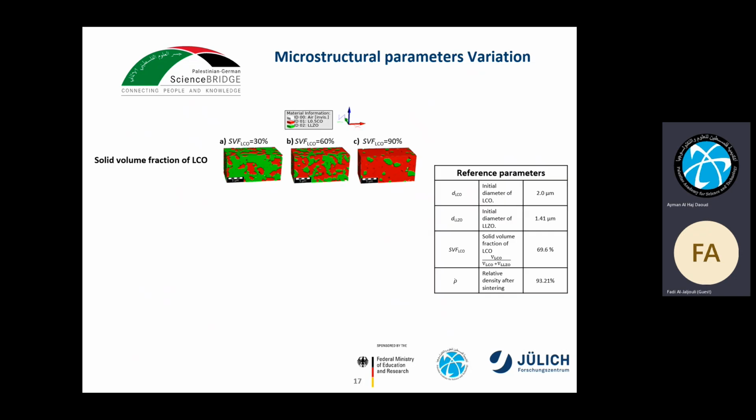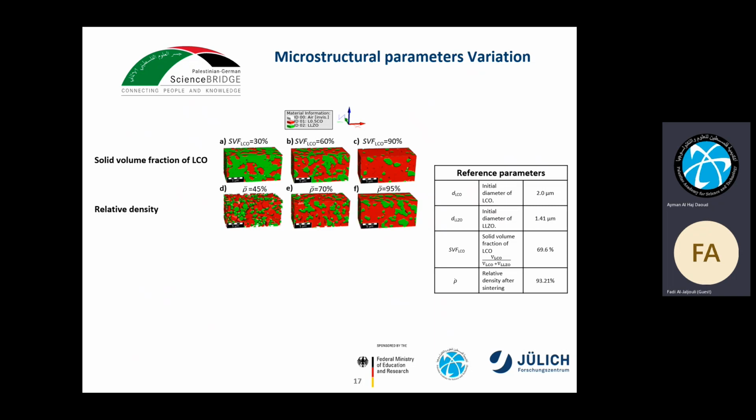Now, our work procedure is to vary only one parameter each time while keeping the other parameters fixed. For example, we started with variation of the solid volume fraction of LCO while keeping the relative density, the grain size of LCO, and the grain size of LLZO fixed. And this is just an example of such a variation. Also, we varied only the relative density while keeping the solid volume fraction of LCO, the grain size of LCO, and the grain size of LLZO fixed.